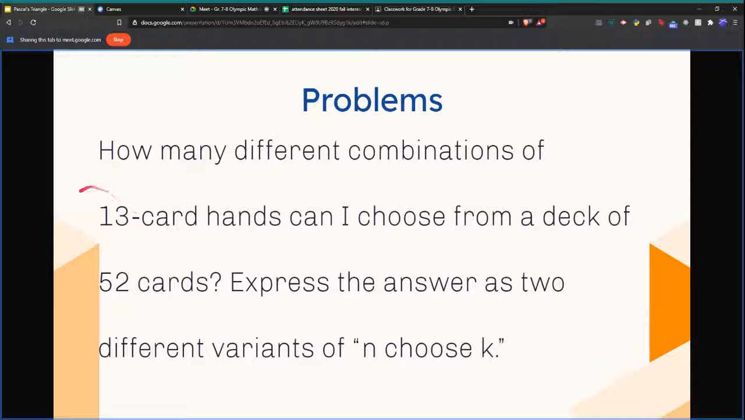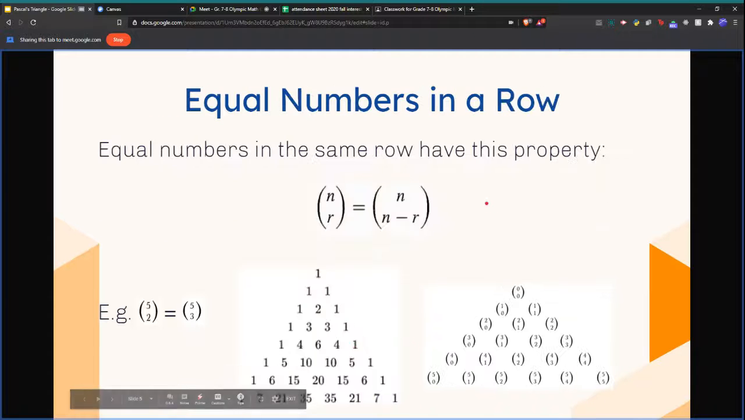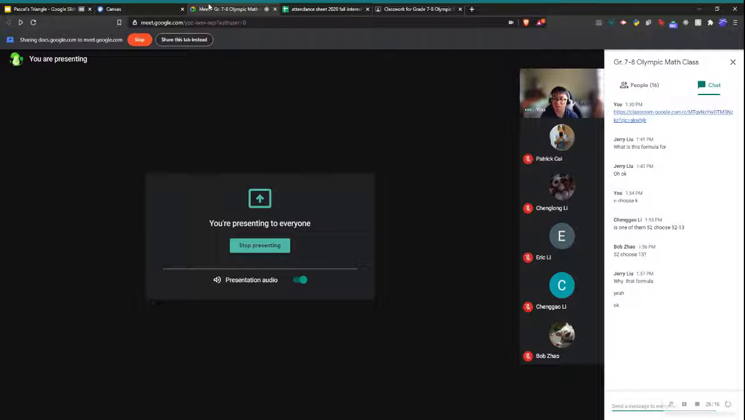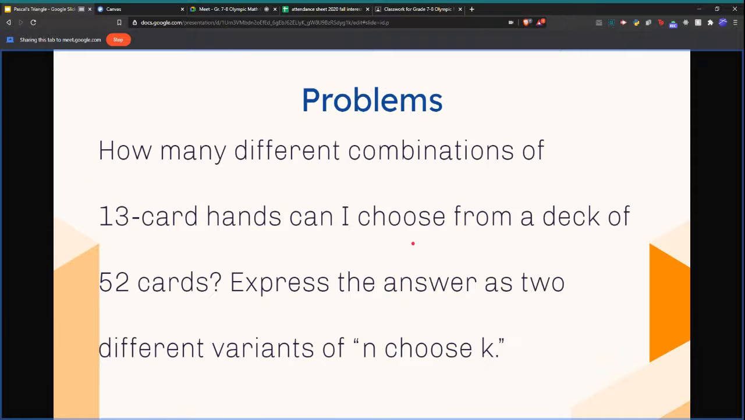So we can choose 13 cards out of 52 cards, or we can choose 39 cards out of 52 cards and put those away and then use the remaining cards as your deck. And so we use this formula to help us get those variants right here. Did I answer your question? All right, hopefully it did. So that's how we use that formula in this question.